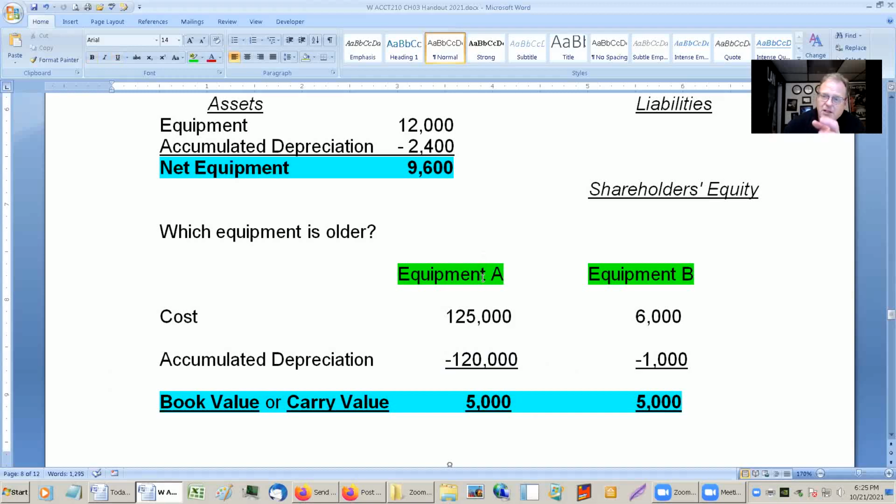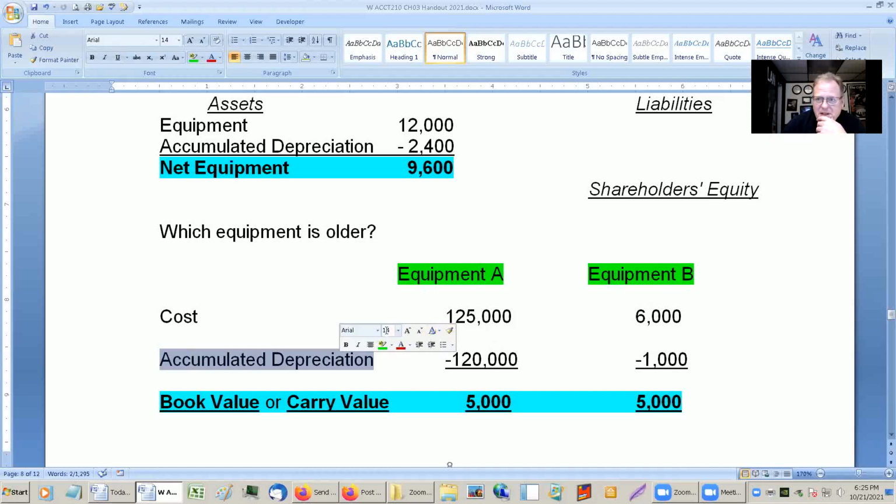So if you looked at these two pieces of equipment, while they might look the same, they could be very different. If you're a manager, you might think, oh my gosh, I have to replace this big expensive piece of machinery pretty quickly. Whereas with machine B, you might say, okay, this is relatively smaller and probably doesn't need to be replaced for a while. It's got a few more years left on it at least. So you get more information by having this accumulated depreciation.